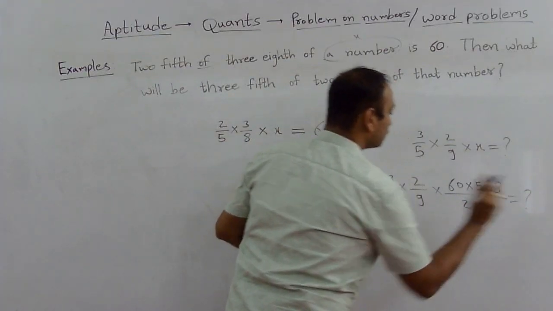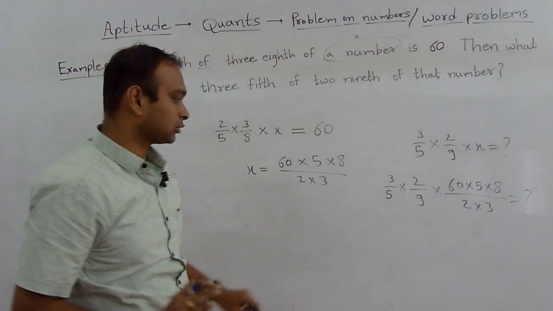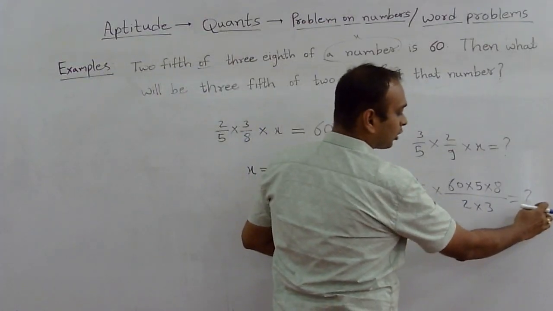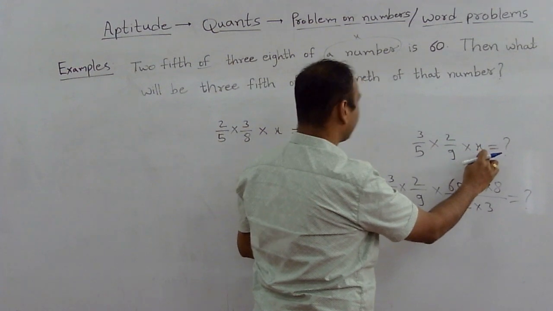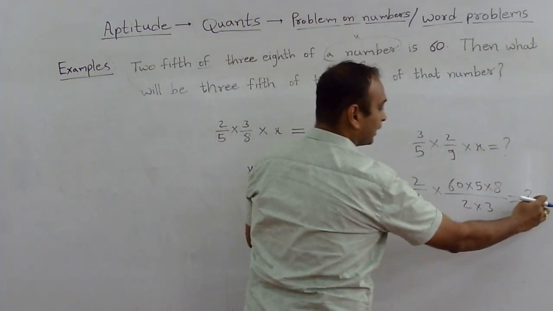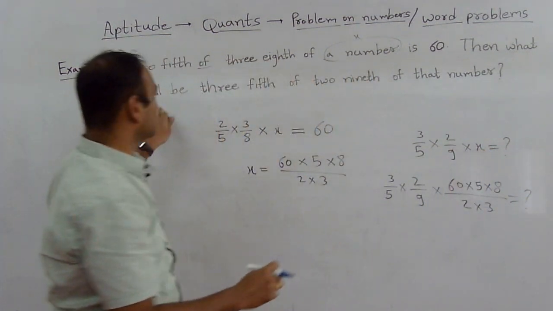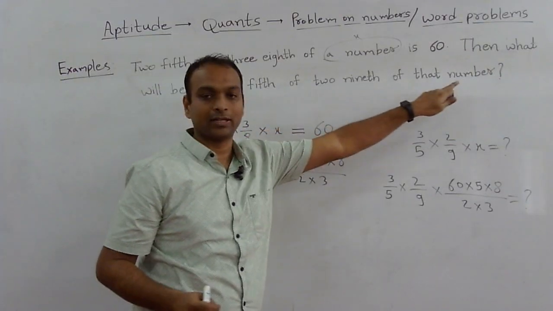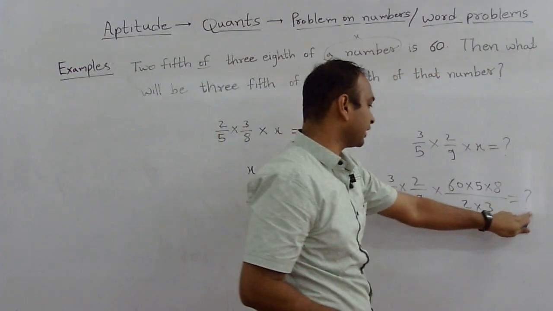So this we have to find out. So remember, this is not equal to x. We are putting the value of x as it is in this, and we have to find out this, which is asked. What will be this of that number? Okay, so this is not equal to x.